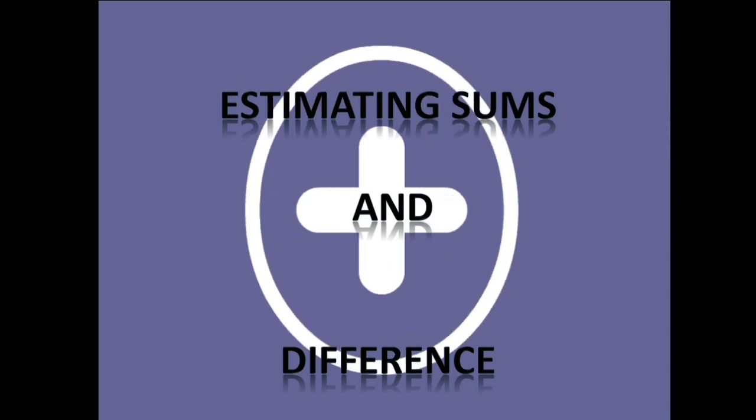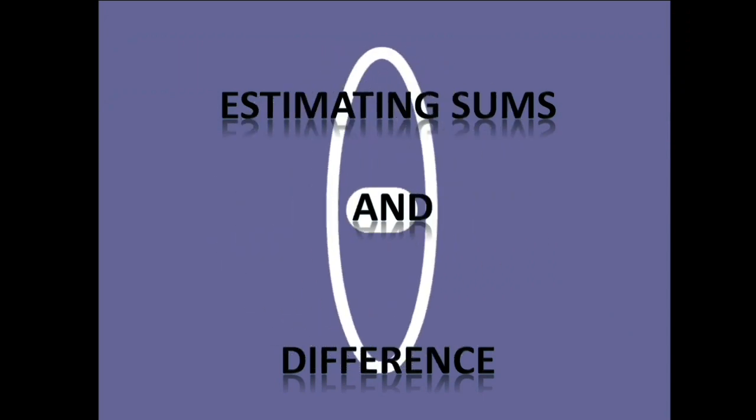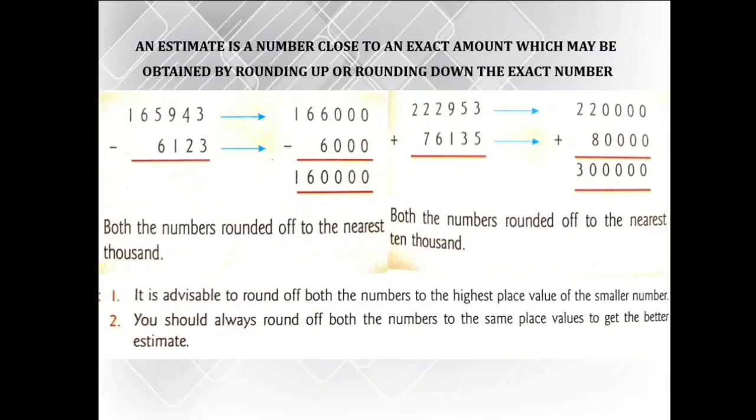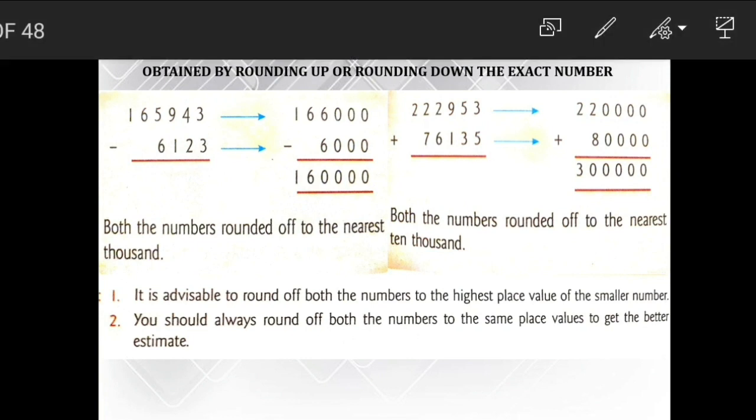Next is estimating sums and differences. How to estimate? An estimate is a number close to an exact amount, which may be obtained by rounding up or rounding down the exact number. Let us see the example.